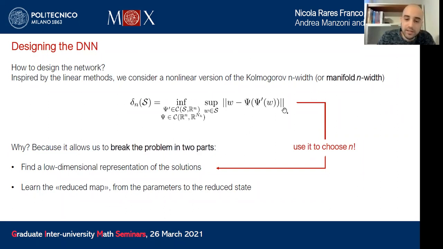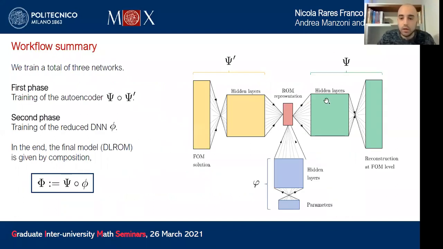What does this have to do with our neural network? The point is that we break the problem of defining a network in two parts. First, a dimensionality reduction, and then the learning of the reduced map. Let me clarify this. The idea is as follows. We don't actually define a single network, but three of them. We have two networks, psi prime and psi, which are going to give us a low dimensional representation of each solution.